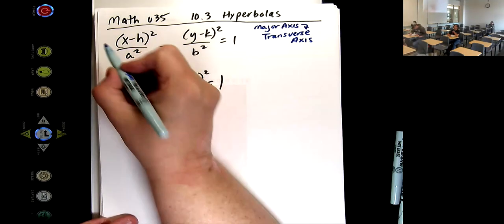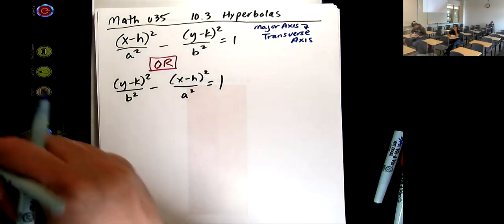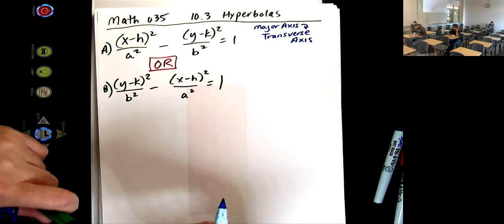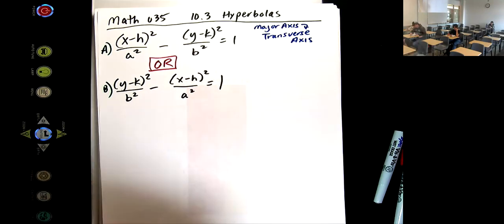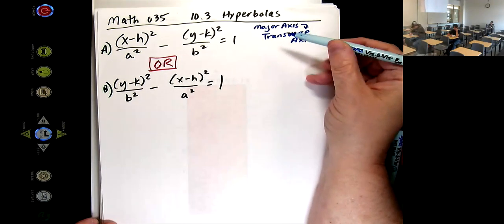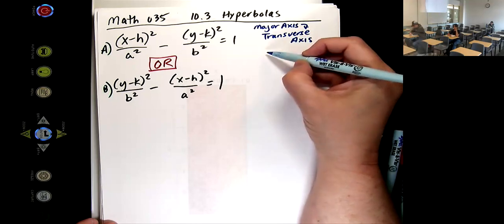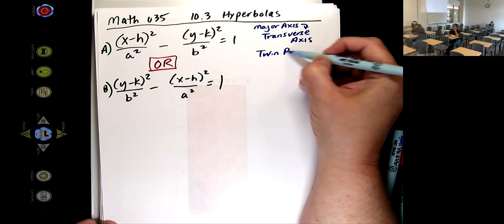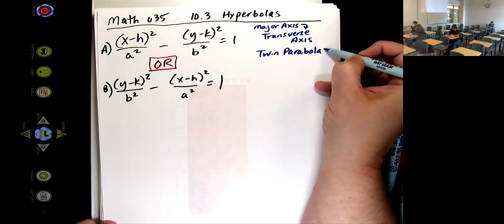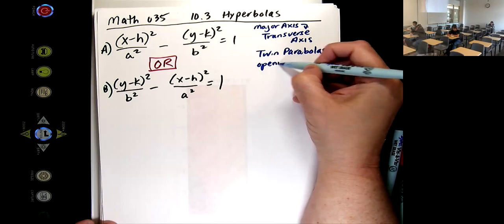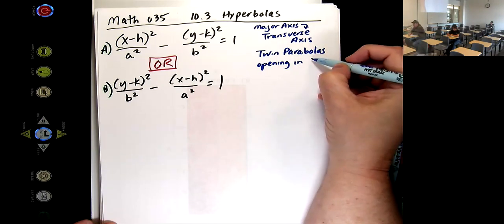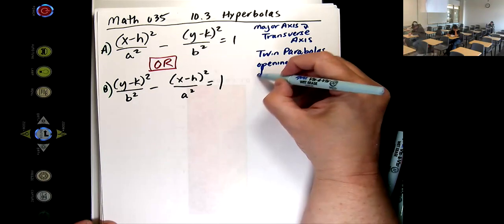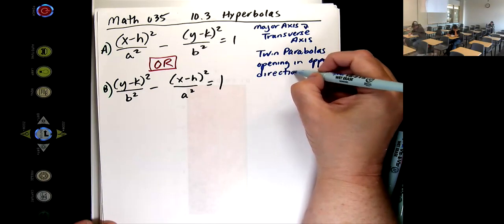So I'm going to call this A, and I'm going to call this B, and I'm going to graph them below. I should have done them separately and a little bit better. It's helpful to think of hyperbolas as twin parabolas opening in different directions, or opposite directions, along the transverse axis.